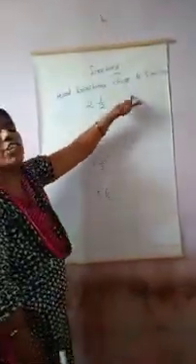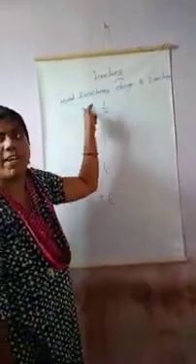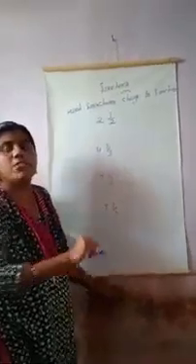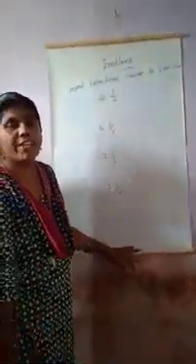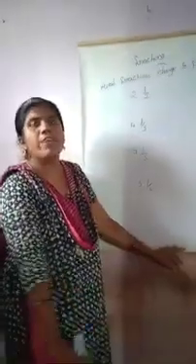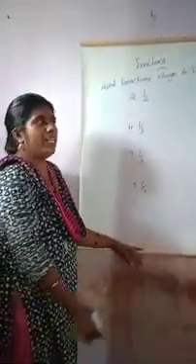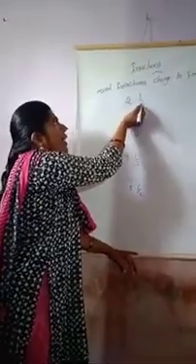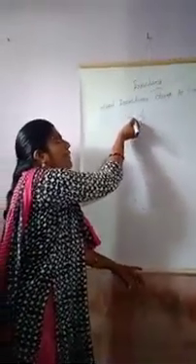Children, to change a mixed fraction to an improper fraction, how do we do it? See carefully. The whole number and the denominator are multiplied.